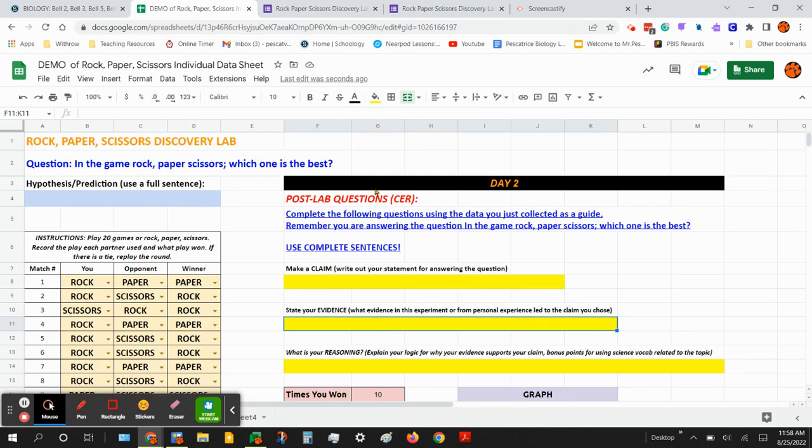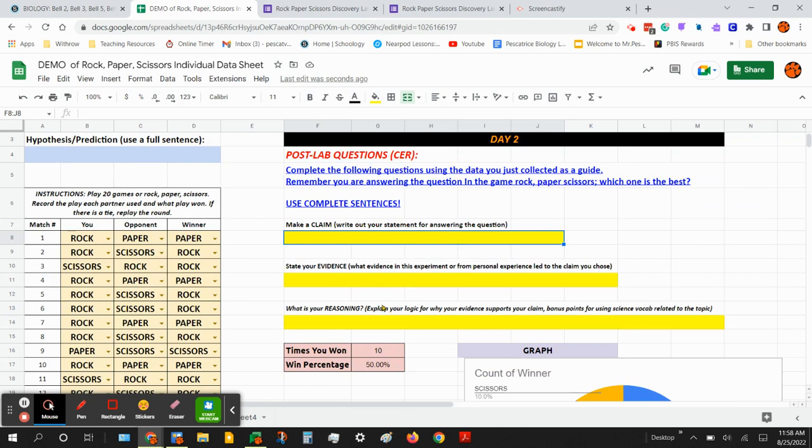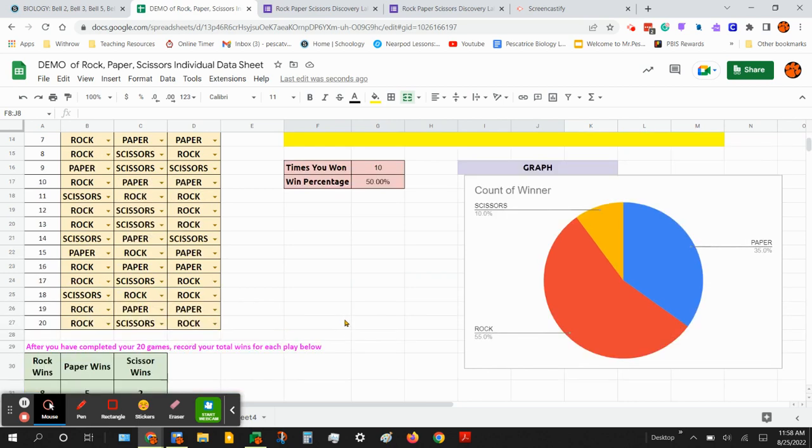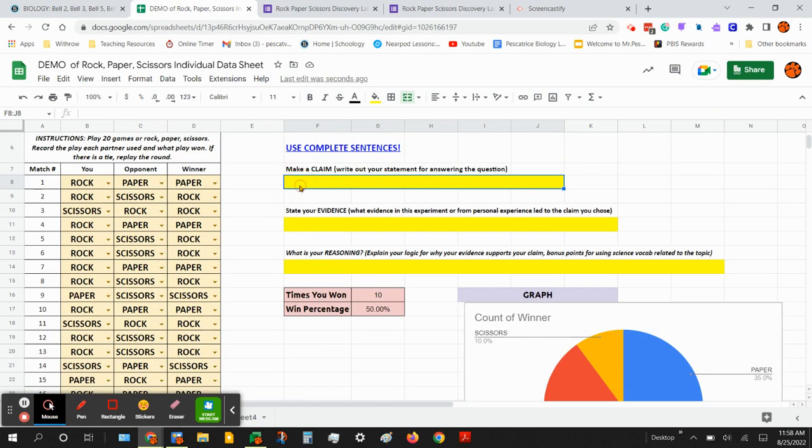So based on yours, you can see that you can make a claim, and a claim is just a statement about your data. Now make sure we always use complete sentences for all of these. So a claim is just a statement based on what you see, what one is the best. So in this data here, it is clear that rock is the best. So I would write, rock is the best play. So that's just one sentence.